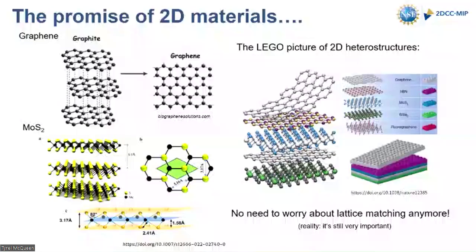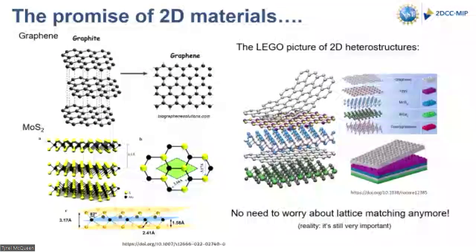This has generated a lot of excitement in the field, and there's a lot of really good fundamental physics that comes out of stacking 2D materials. But what I want to get across is when we're thinking about epitaxy, it turns out that lattice matching still matters, right?